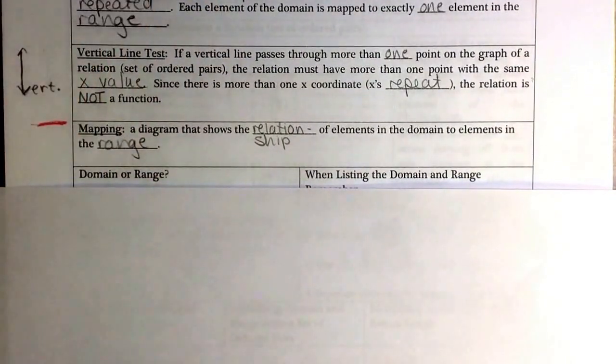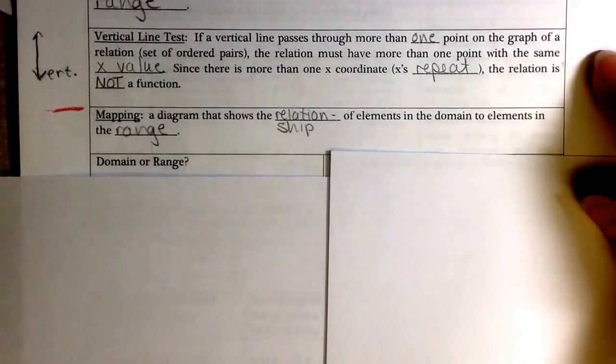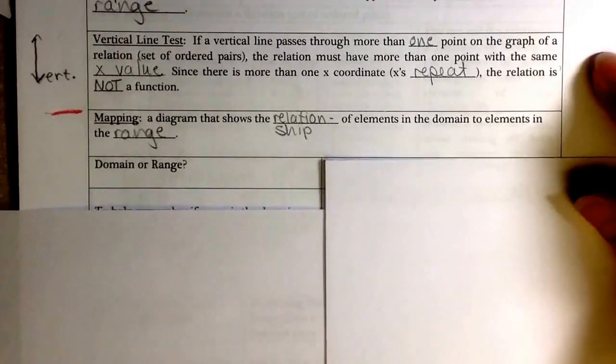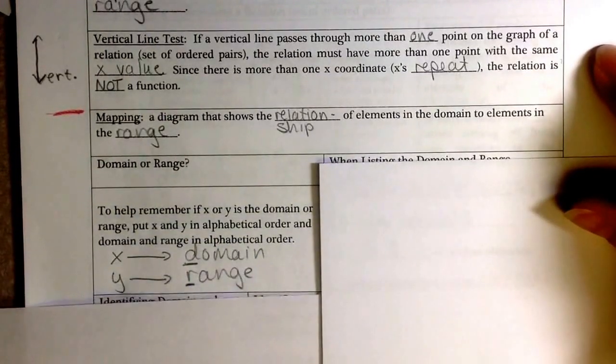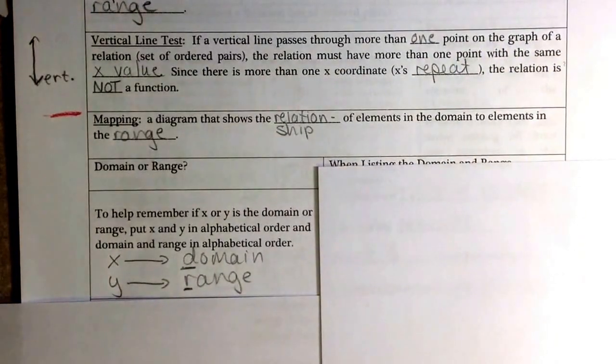Okay, if you have problems remembering which one is the domain and which is the range, just put those words in alphabetical order, and then put X and Y in alphabetical order. And if you do that, X will line up with the domain, Y will line up with the range.